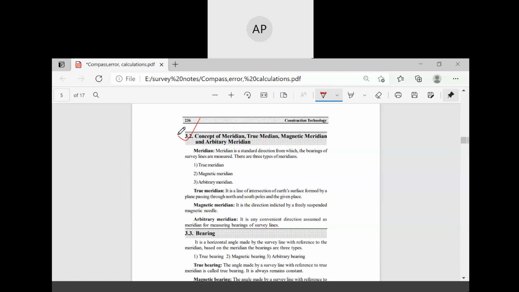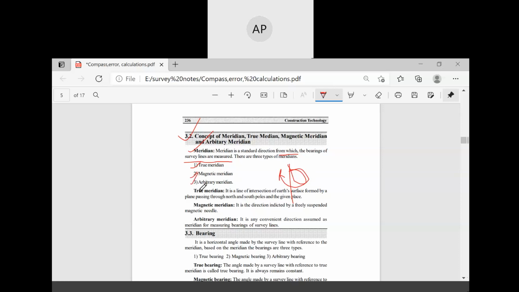So, what is a meridian? Meridian is a standard direction from which the bearings of the survey lines are measured. So this is the survey line, and from it the bearings are measured, that means the angles are taken. That is your meridian. And there are three types of meridian: true meridian, magnetic meridian, and arbitrary meridian.